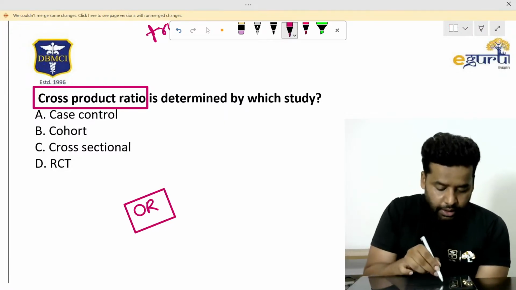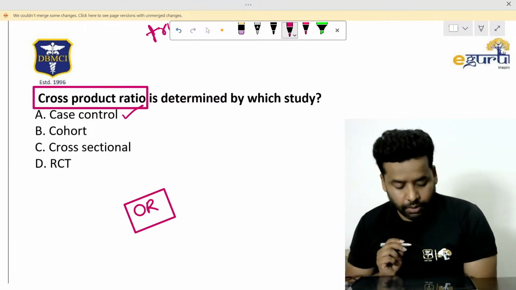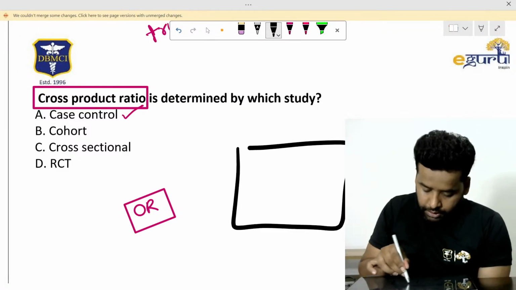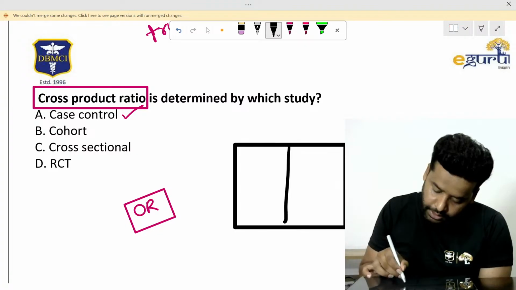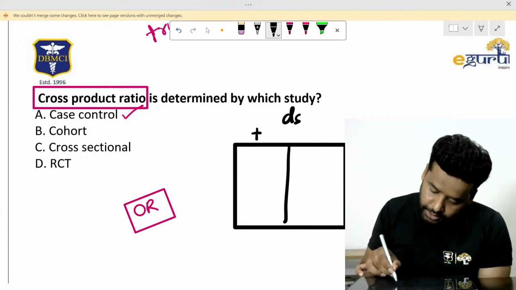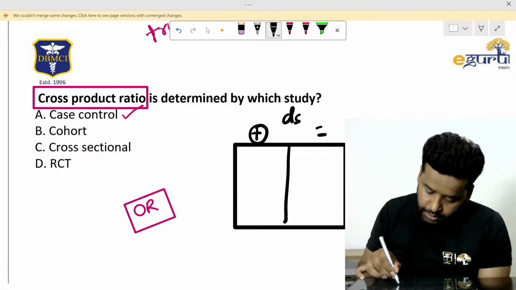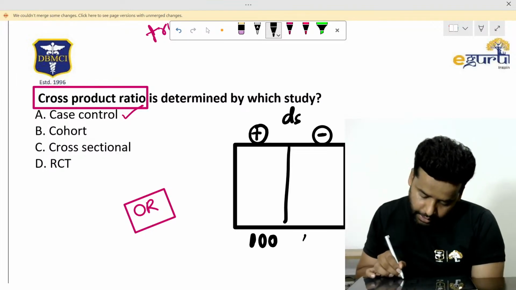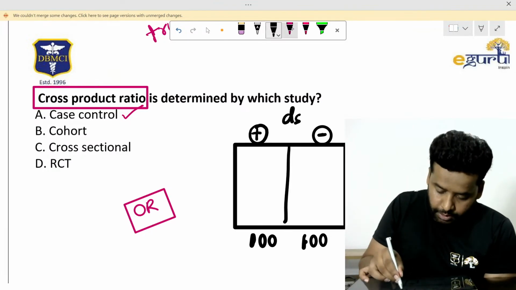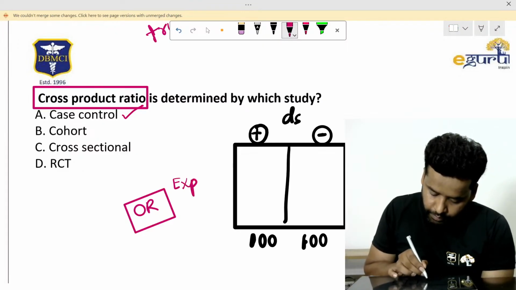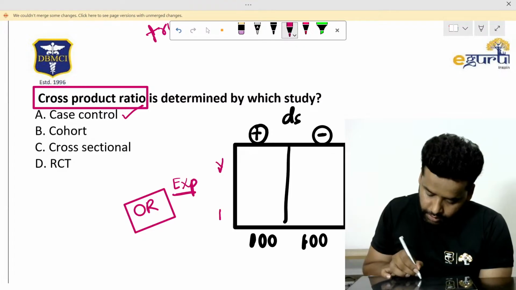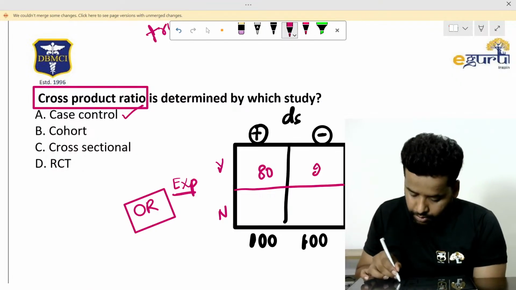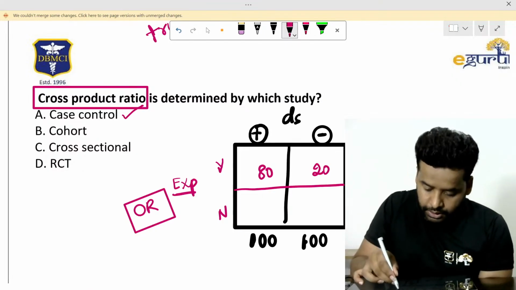Odds ratio is calculated from a case control study. Say there is a table like this, with cases and controls, disease present and disease absent. For example, 100 cases and 100 controls. How many are exposed? Exposure is smoking, yes or no. Out of 100 cases, 80 are exposed. Out of controls, only 20 are exposed. So this is the table.